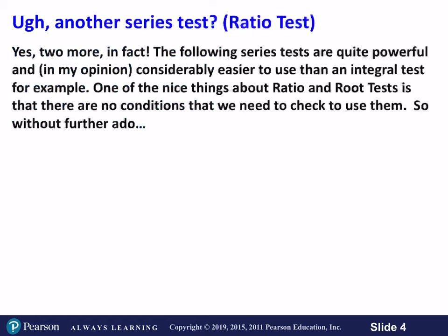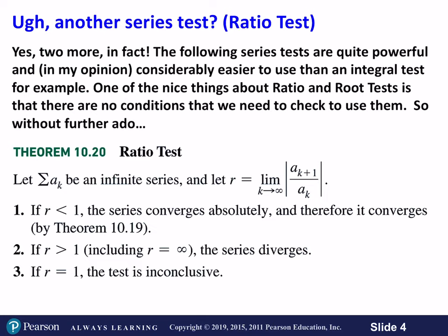For the alternating series test, we needed to check that the series was decreasing and that the limit was zero. For here, we can just use the ratio test and it will give us an answer most of the time. So here's the ratio test. We're going to let the sum of a_k be an infinite series, and we're going to let R be equal to the limit as k approaches infinity of a_(k+1) divided by a_k, all in absolute values. So we should consider this R to be a sort of ratio, and we will consider how this works a little bit more in the future.